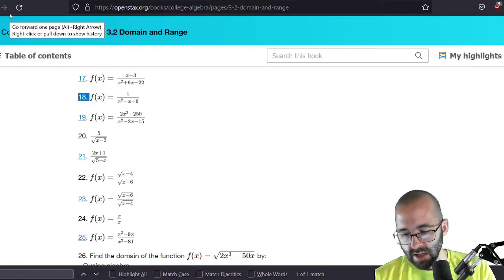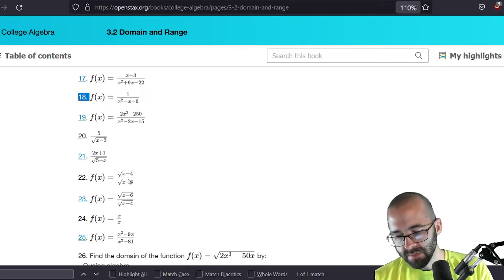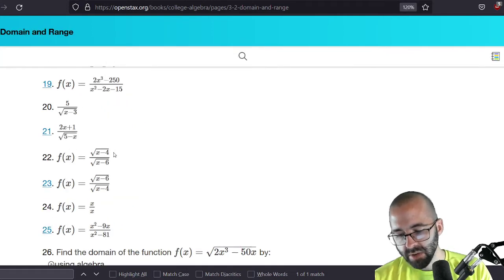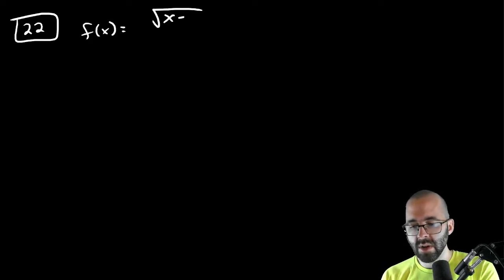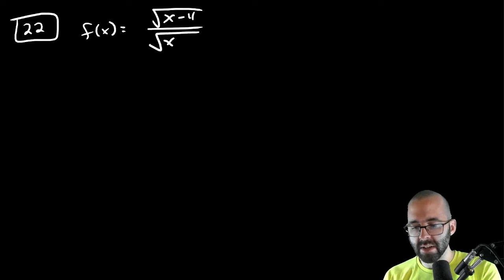All right, so if we do the next problem, we're going to look at problem number 22, which is also a domain and range problem. Oh, this is a nasty one, which is why we're doing it here. The square root of x minus 4 divided by the square root of x minus 6. We also need the domain.